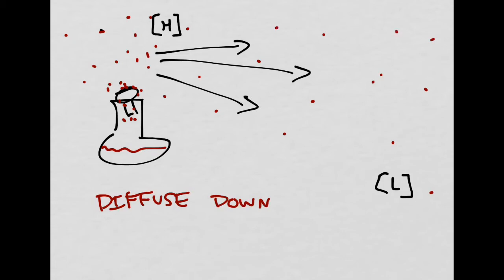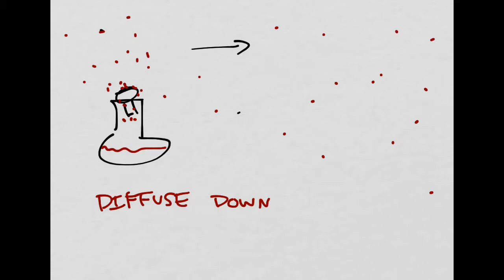And eventually what we'll see is that we have an equal amount of particles spread out throughout the whole room. So we're no longer going to have this area of high concentration and low concentration. Instead, we are going to be in a state of what is called dynamic equilibrium, where we have an equal amount of particles diffused throughout the room.